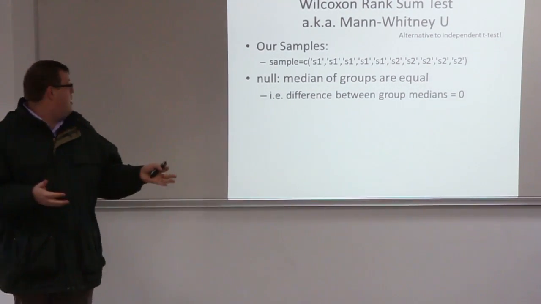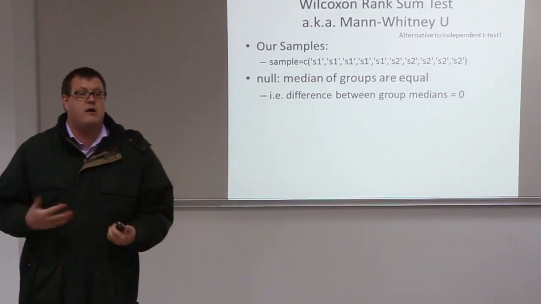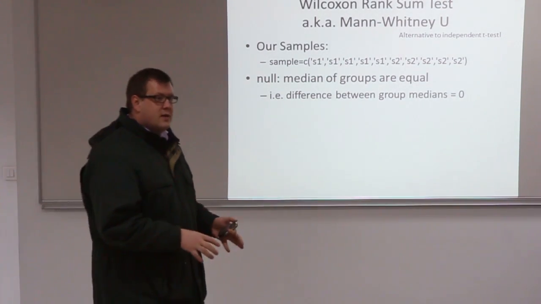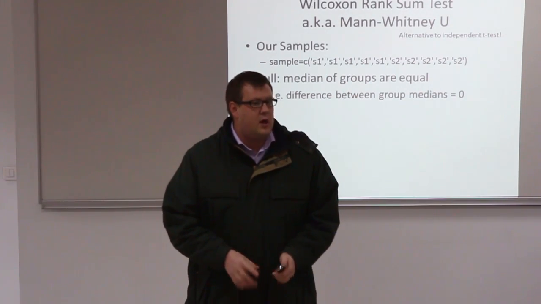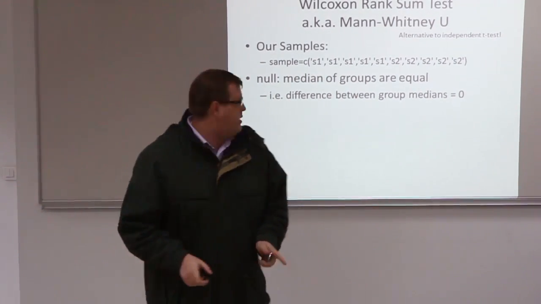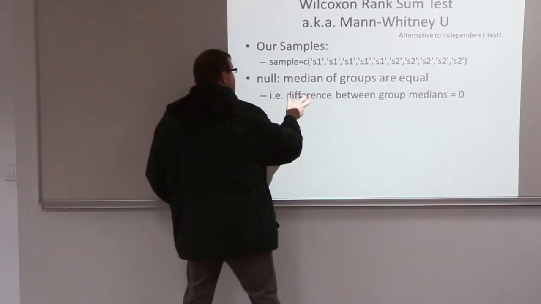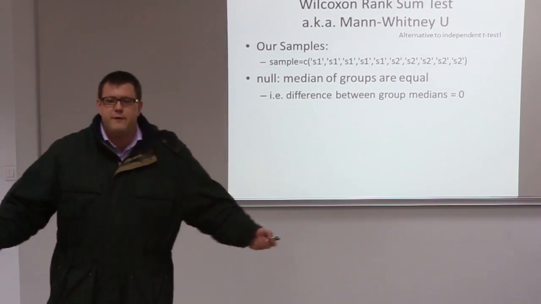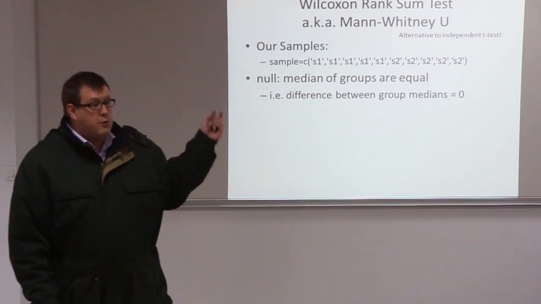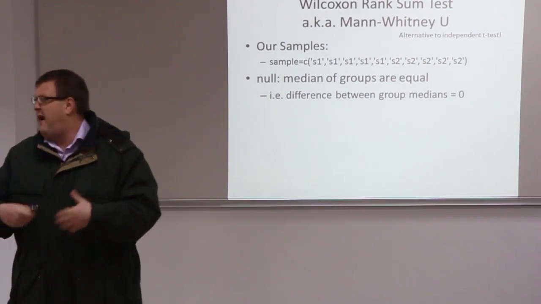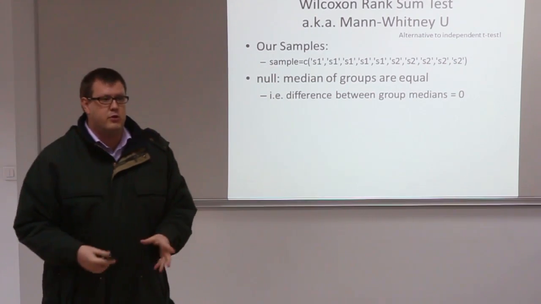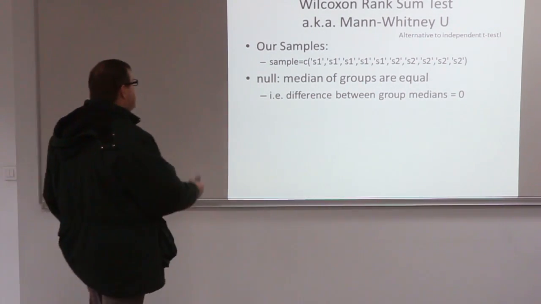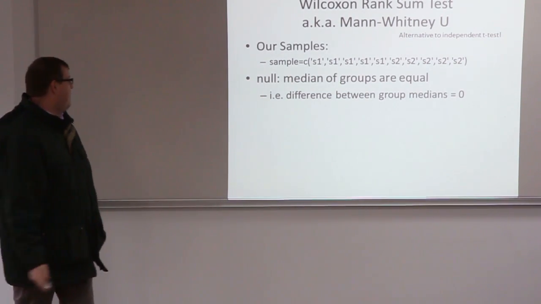At least the standard null would be that the medians of the groups are equal. Right? Just like with the independent t-test, the null hypothesis was that the means of the two groups were equal. And we could restate this as a difference. Right? We could say there's a difference between group medians that equals 0. Right? No difference. Just like with the independent t-test, we could specify other differences if we had some reason to believe that there should be a particular difference. So we could do that by specifying the mu here as well.